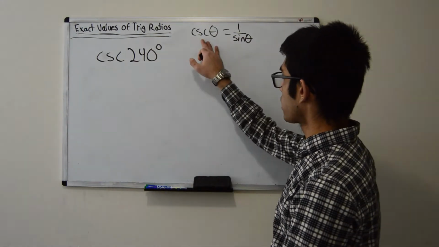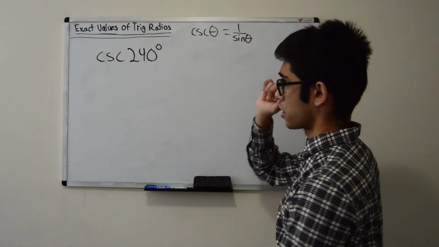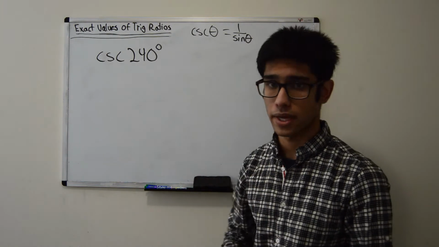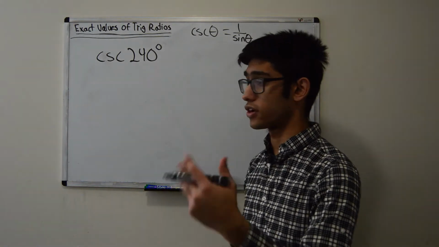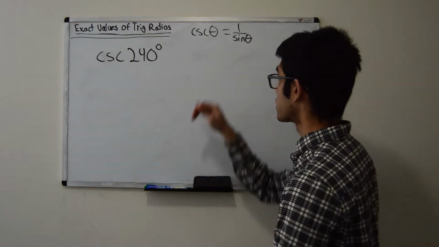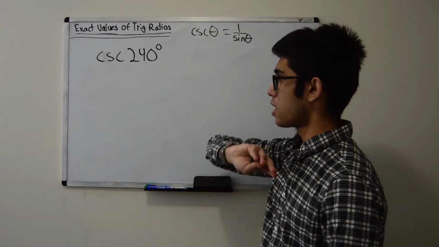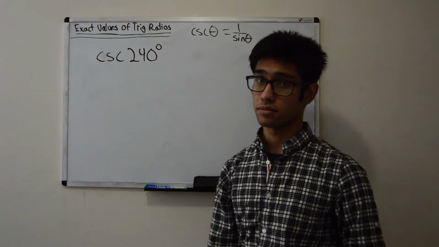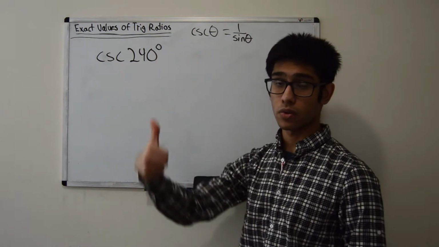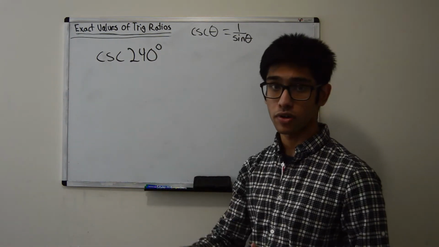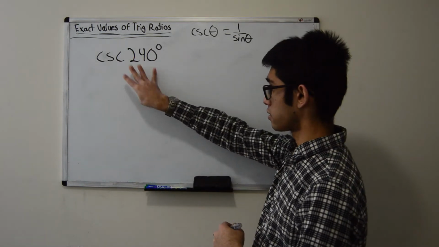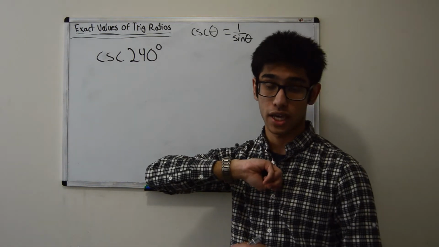So cosecant theta is the reciprocal, not inverse, my bad. Inverse trig functions are a completely different story. The reciprocal trig ratio is 1 over sine theta, right? So I can't compute cosecant, but I can compute sine, and then I'll flip it. Reciprocal, I'll flip it, and that will give me the answer for cosecant 240.